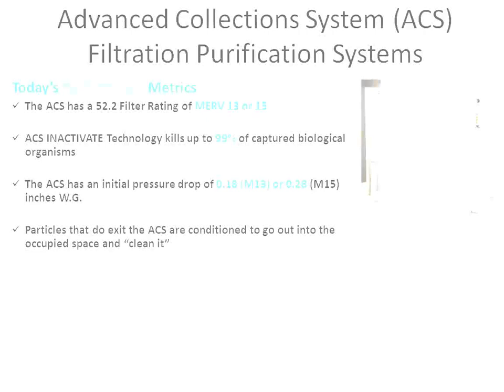The advanced collection system has MERV ratings of 13 or 15. It has the inactivate technology to kill up to 99% of the biological organisms. And it also has a pressure drop of either 0.18 at the MERV 13 or 0.28 at the MERV 15. Then particles that do get through the ACS go into the PACT and go out in the space to clean up the space. Now, you don't have to have the PACT. You can have just the ACS or just the PACT or the combination of both.